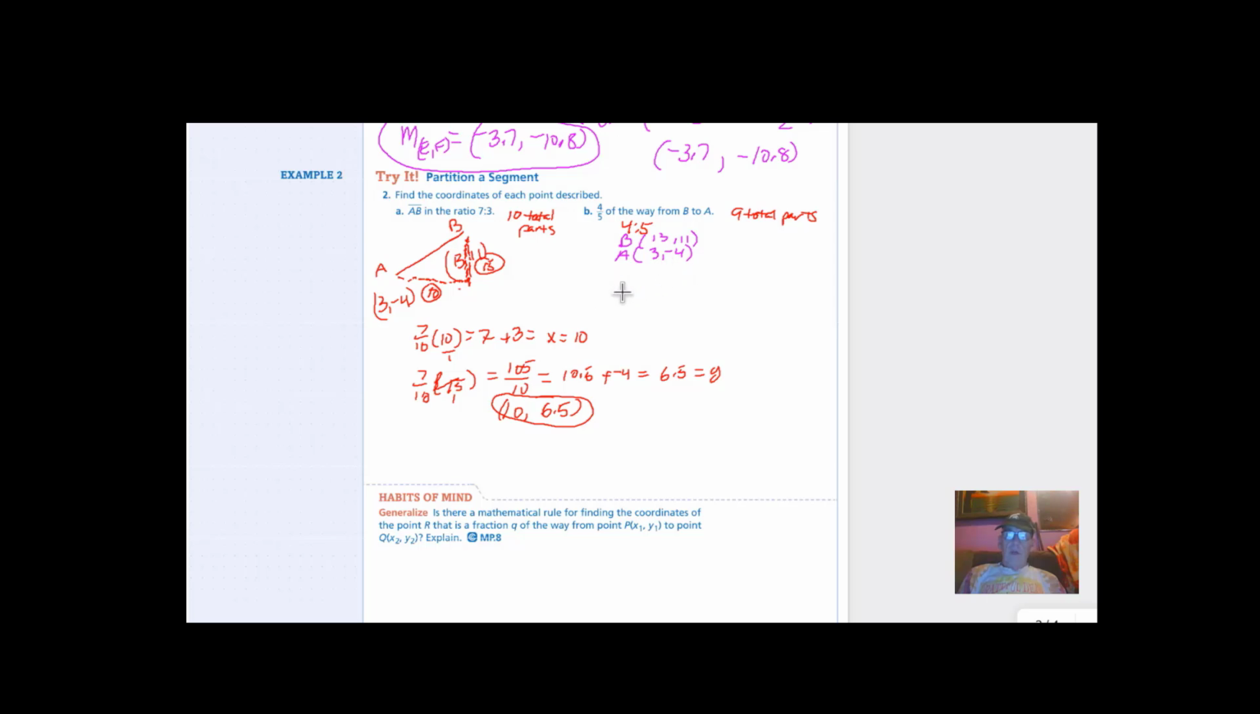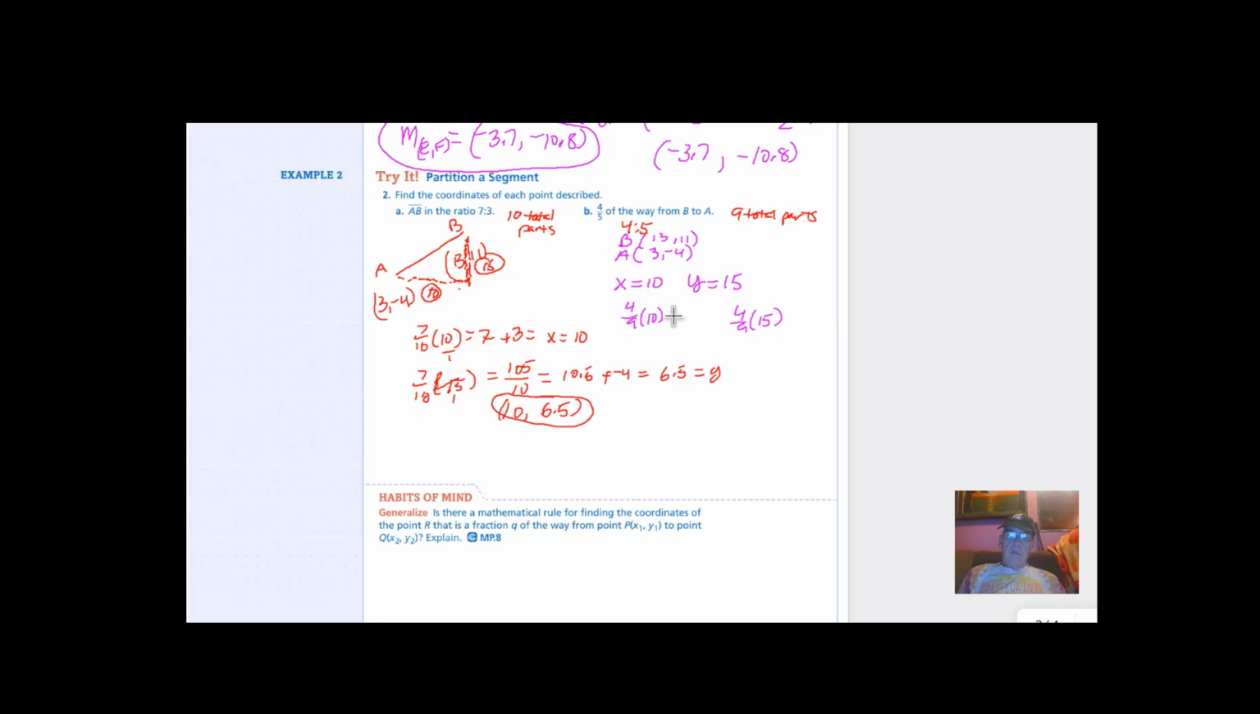And so we want to find our x distance. Our x distance is going from 13 to 3, which is 10 units. And we want to find our y distance. Our y distance is going from 11 to -4, which is 11 units to 0, another 4 from 0 to -4, gives us 15 units of distance. And we want 4/9 of those distances. So we want 4/9 times 10 for the x's, and we want 4/9 times 15 for the y's.